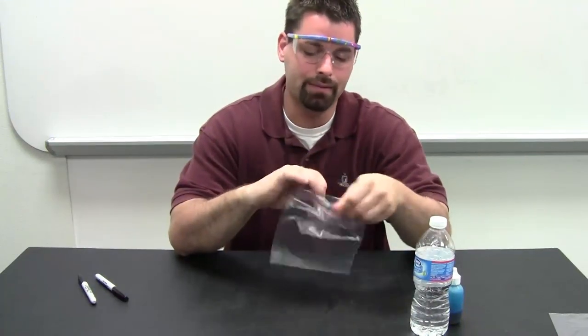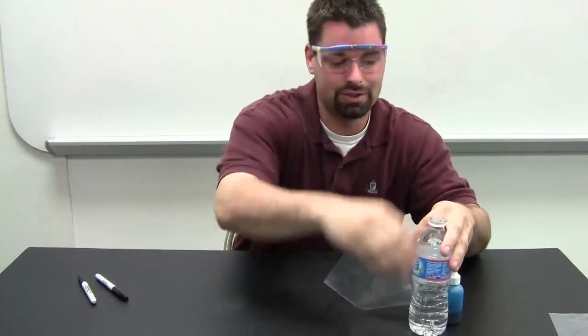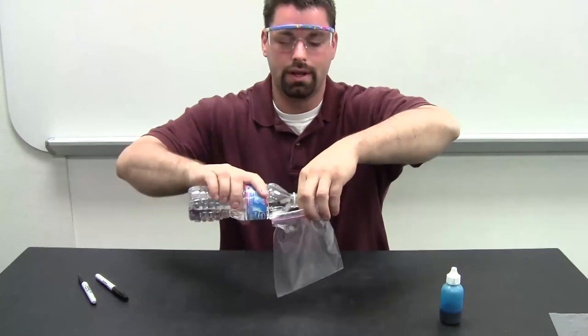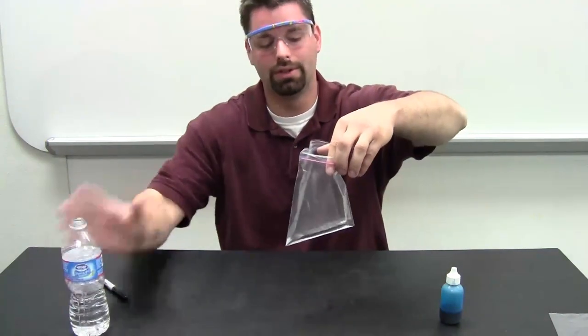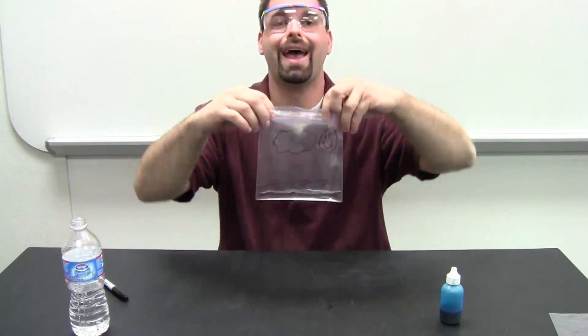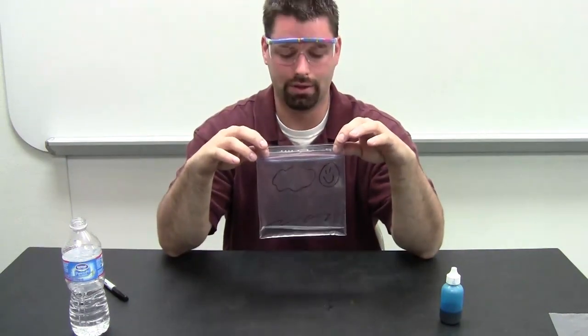So I'm going to open the baggie, fill it just a little bit with water, trying to keep it off the edges as much as possible. You can see that's all the water I want. It's going to actually be hanging on a window, so if it's heavy, it might actually fall down.